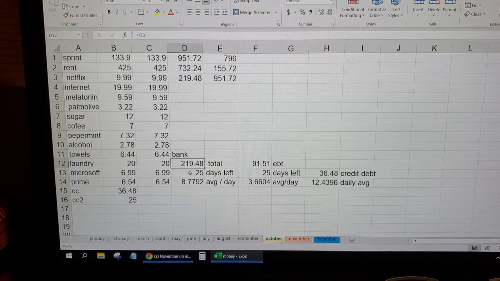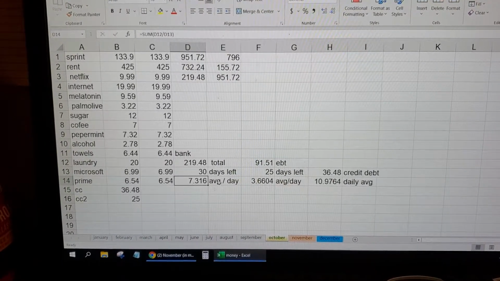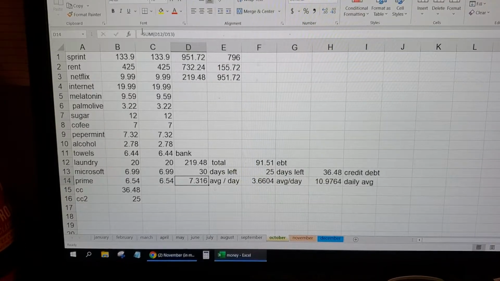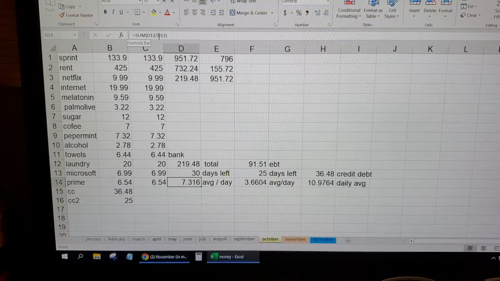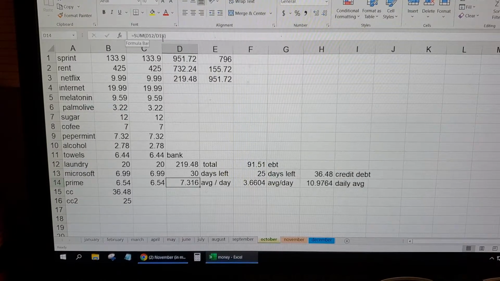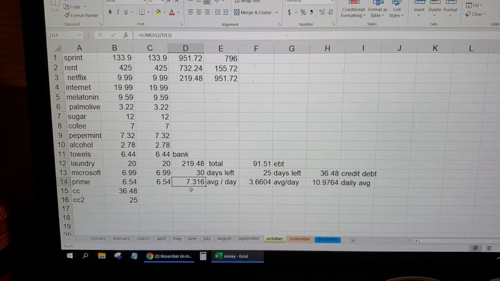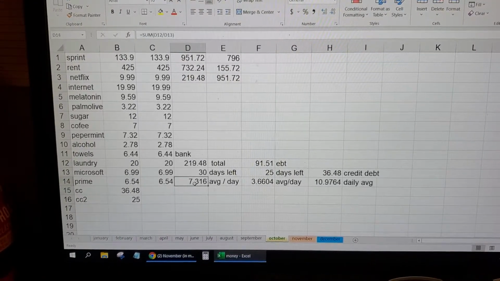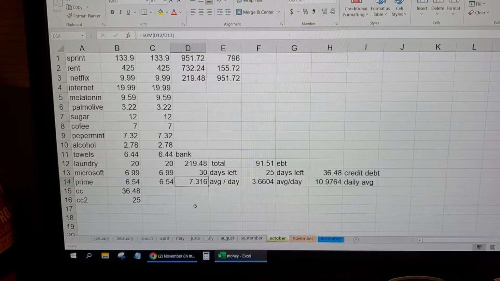And then this is how many days are left in the month. So we'll say 30 days. And then this equals the sum of D12 divided by D13. This divided by this many days equals this amount of money. So I get about $7.31 a day that I can play with. So that's pretty good.